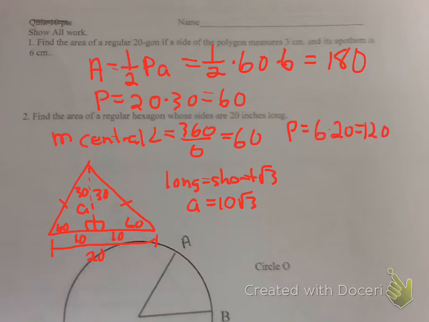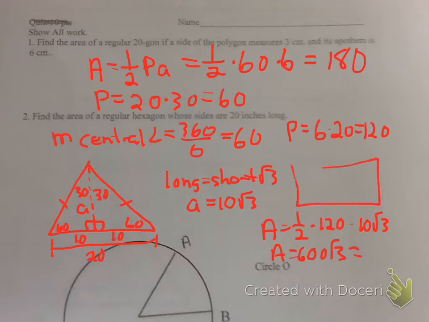So now we can do the area. The area is 1/2 of the perimeter, 120, multiplied by the apothem, 10 square root 3. So this area is 600 square root 3. It is an exact answer. And 600 square root 3 is 1039.2. So my final answer here in the box, 1039.2.